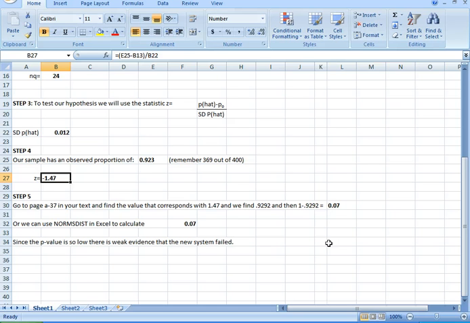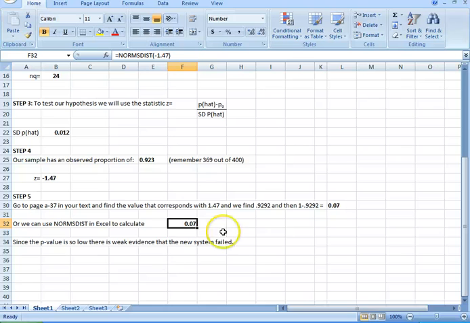Step 5. You can go to your book, page 837 in your text, and find the value that corresponds to 1.47, and you're going to find 0.9292. Now we can take this, subtract it from 1, and we come up with our value of 0.07. Or we can continue to use Excel. And in Excel, we use our NORM.S.DIST. I'll click here. You can look at my formula there. Put in the negative 1.47 that we have for our z value, and again we come up with 0.07.